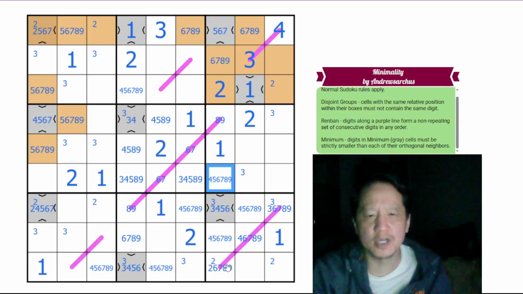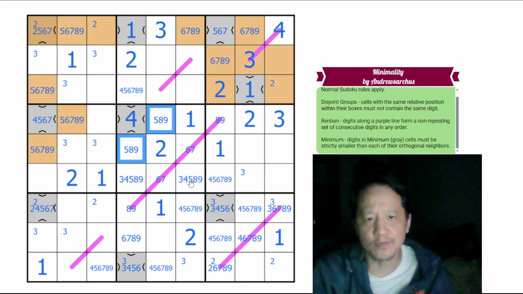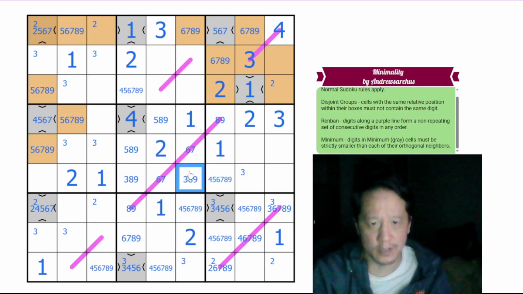So we know this can't be 4, period. But 3 eliminates 3 here, so this is 3, this is 4. Again, this cannot be 4 here. No 4 along here, no 5 along here. This can't be 4.